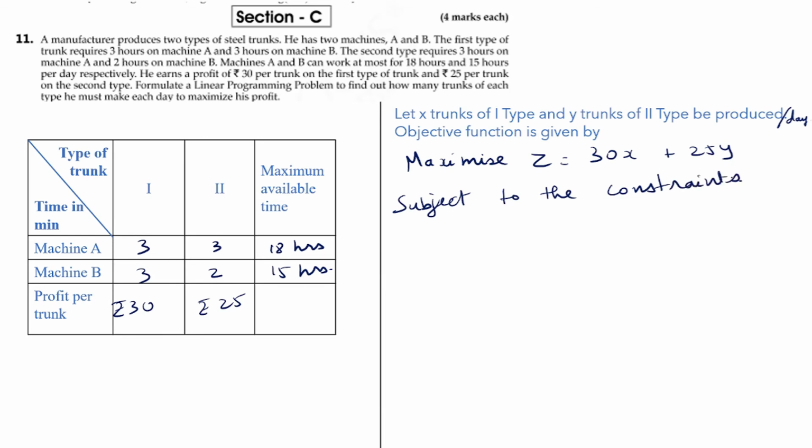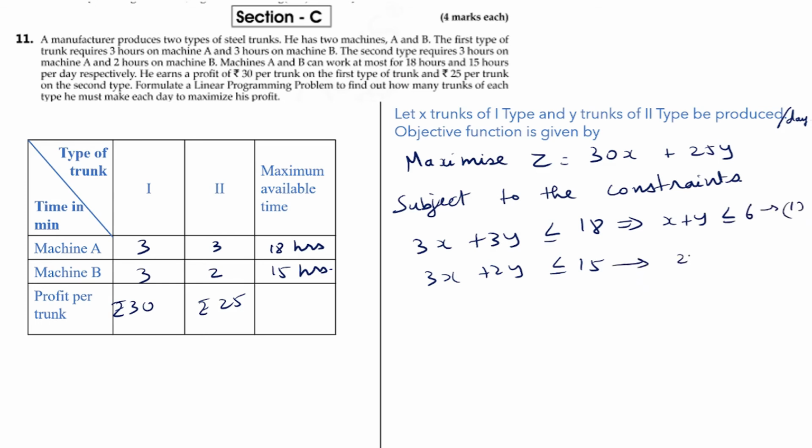So we have 2 constraints, constraint on machine A and machine B. Machine A can work for a maximum of 18 hours and machine B for 15 hours. So for the constraint on machine A, we have 3x plus 3y less than or equal to 18, and for machine B we have 3x plus 2y less than or equal to 15. So from this we get x plus y less than or equal to 6. So this is the first constraint, this is the second constraint, and then we have the non-negative constraints. So this is the formulation of the given linear programming problem which carries 1.5 marks.